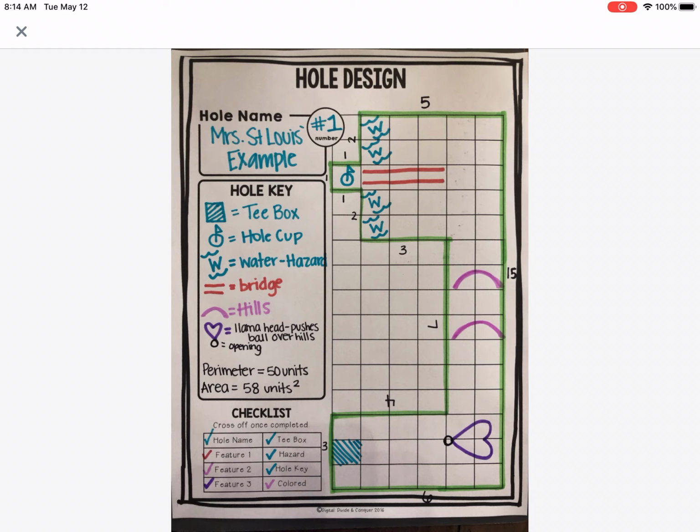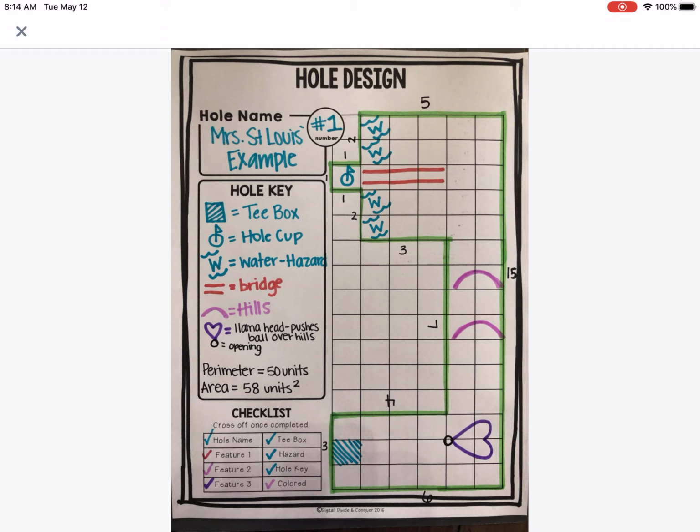They could include water. It could be, not water, sorry, that's a hazard. It could be decorations. It could be shortcuts. It could make something that makes the course easier. Okay, so you have to have 3 types of features to make your course different.